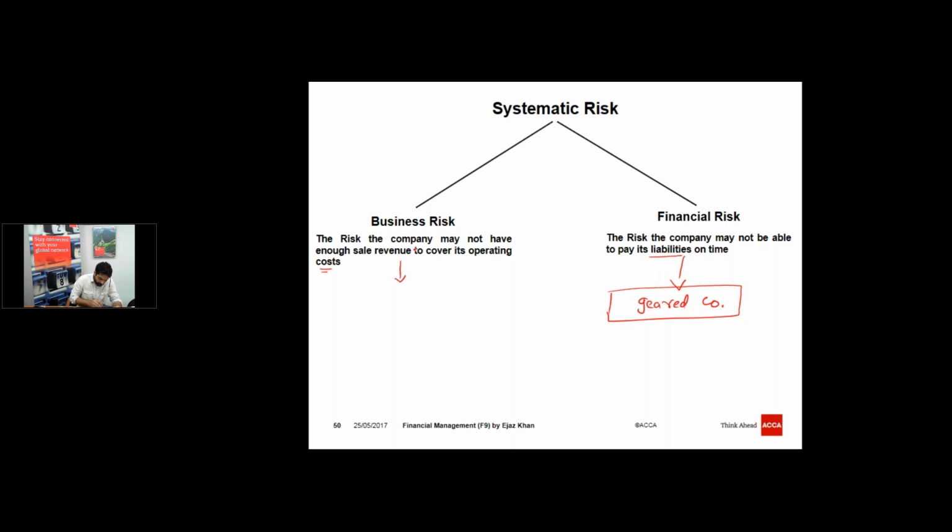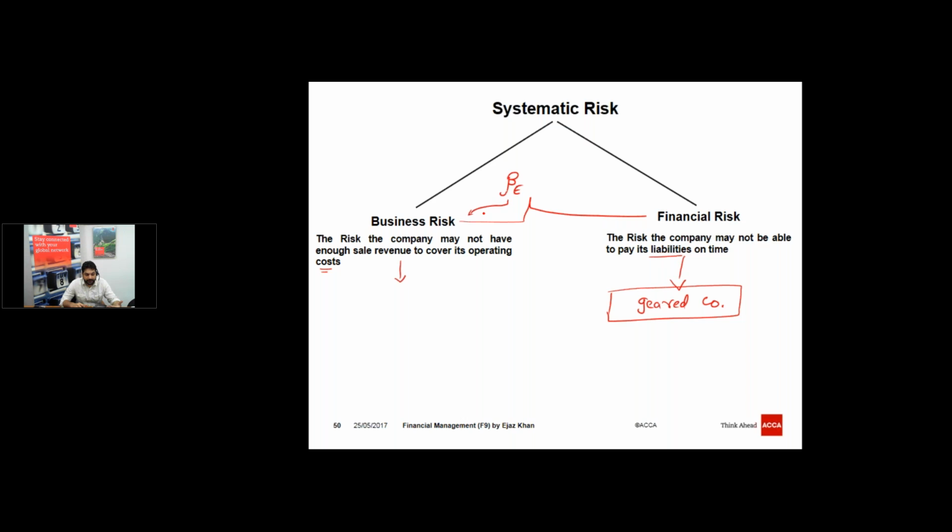Both types of risks are denoted by equity beta. Equity beta reflects both types of risks. But in case a company is an ungeared company, that is 100% equity finance, it has no loan in its capital structure, then its equity beta will show only the business risk. But for a geared company, the equity beta will show both business and financial risk.